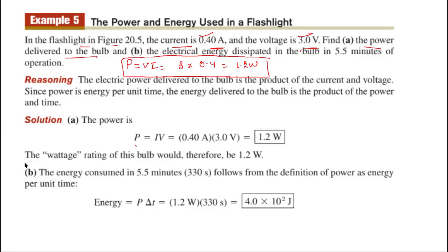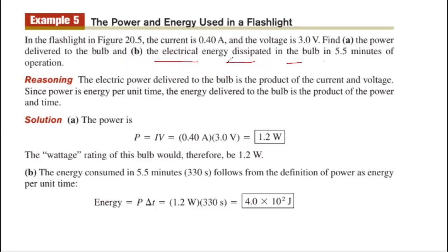And then for the B part, they're asking for the electrical energy dissipated in the bulb in 5.5 minutes of operation. Can you find the electrical energy? You will say, yes, I can do that because I know power is equal to energy dissipated upon time. Because here I'm looking for energy, I would like to isolate that. So energy will be P into T. Power, I just found out it was 1.2, and then it says 5.5 minutes, and you would like to convert it into seconds, right? So yeah, this is what you will do.